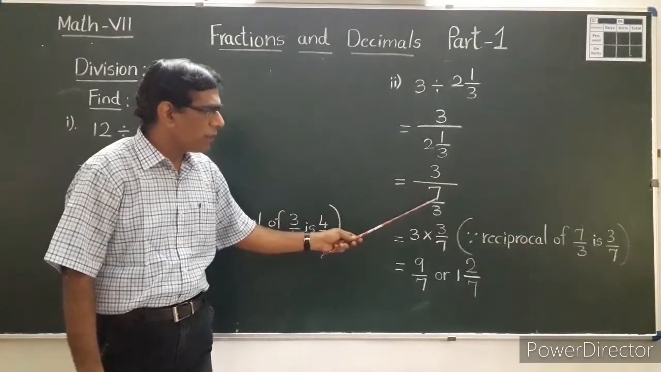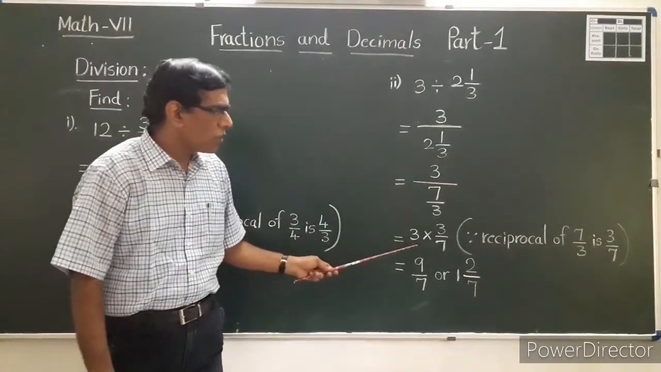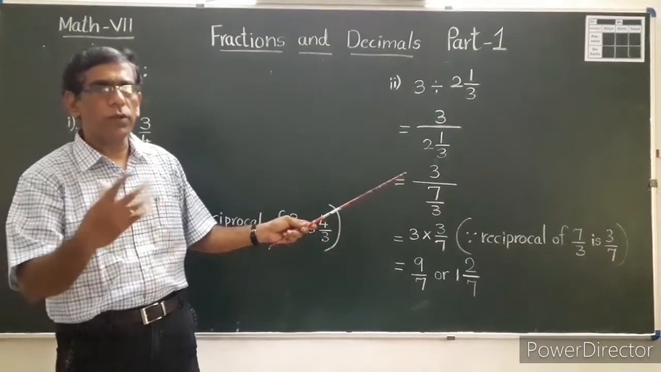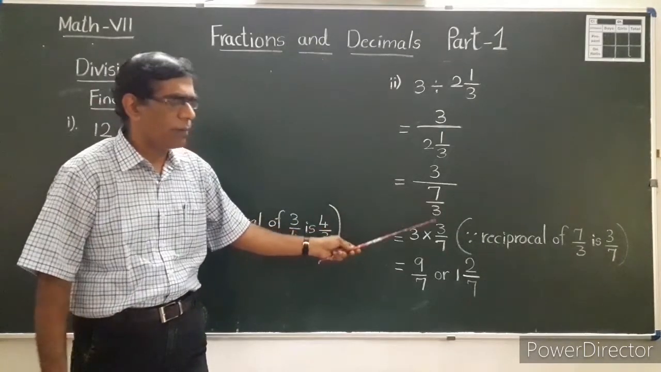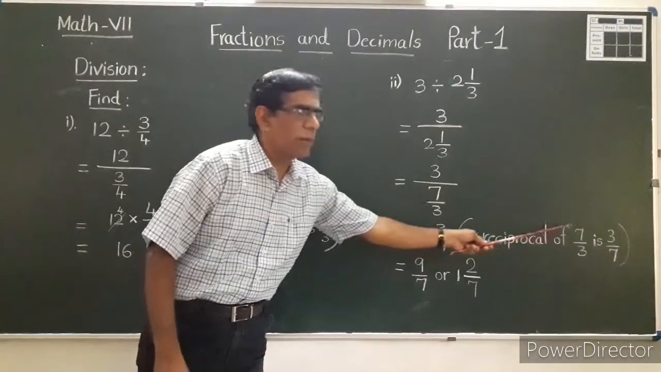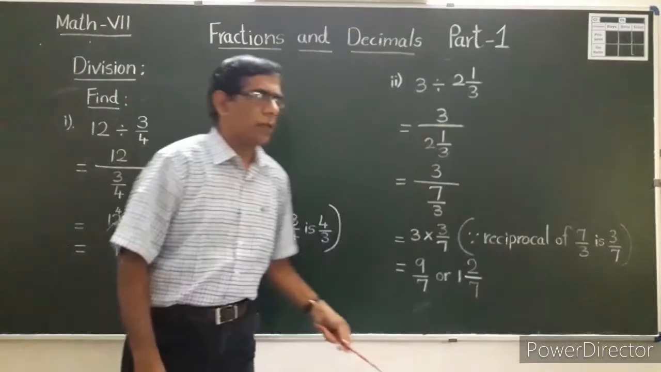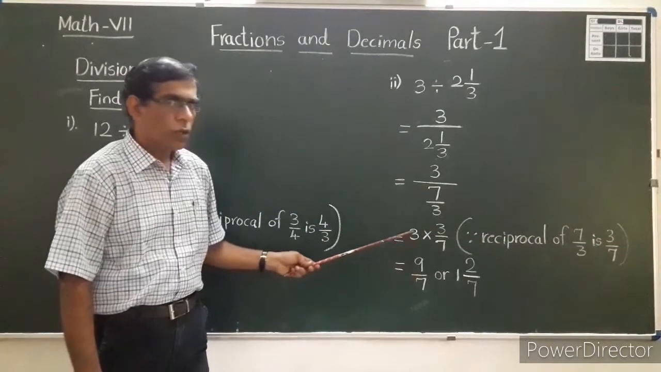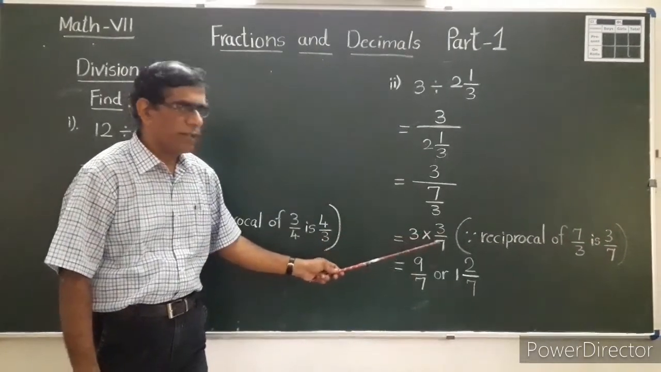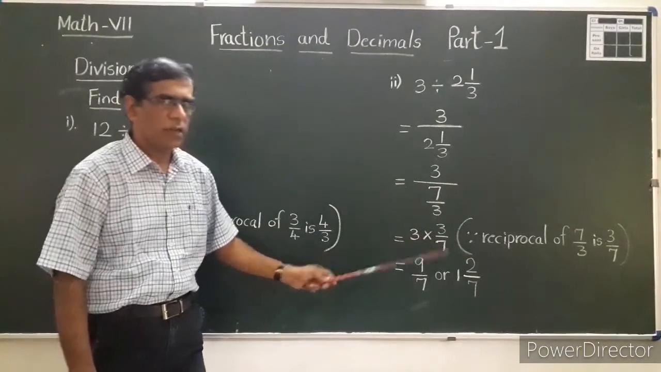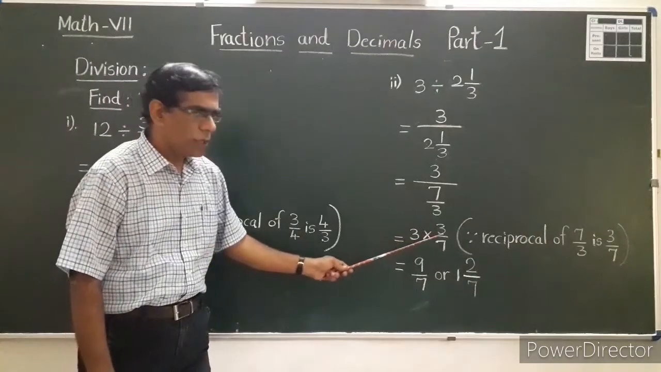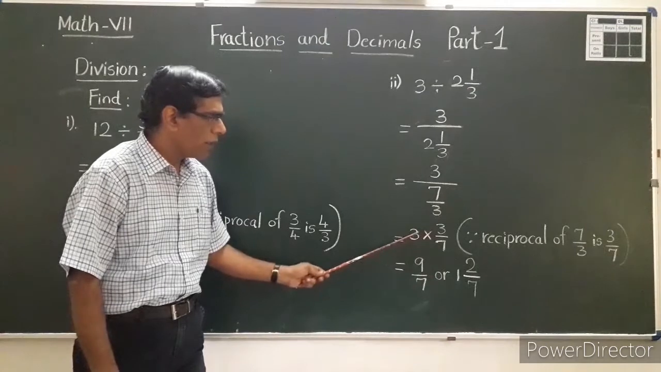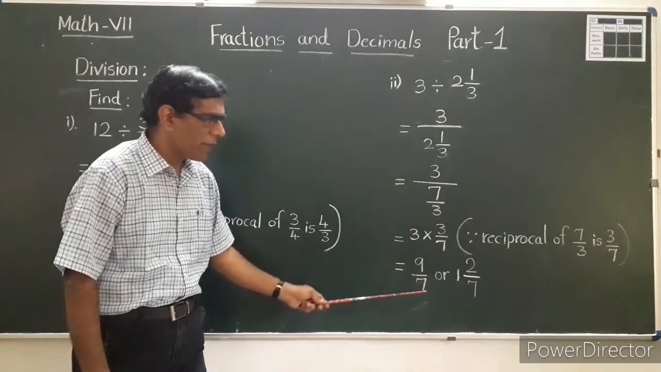Then 3 divided by 7 by 3. In the next step, for the divisor we find the reciprocal. This is 7 by 3. The reciprocal of 7 by 3 is 3 by 7. So 3 into 3 by 7. Now 3 threes are 9, divided by 7, denominator as it is.